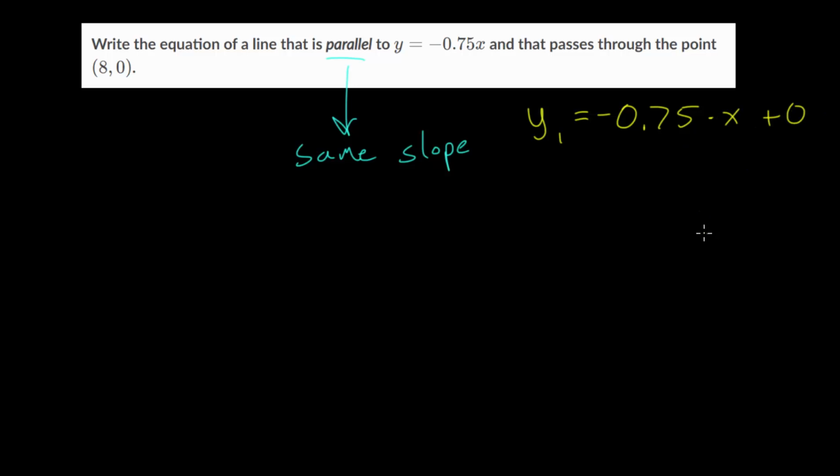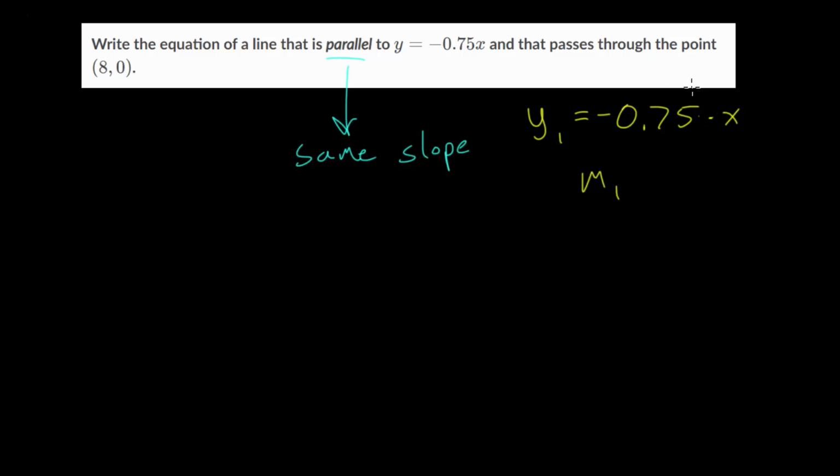And for this one, we need to write the equation of a line that is parallel to this line y is equal to -0.75x, and it passes through the point 8 comma 0. So remember that parallel lines have the same slope. So if we called this line right here y1, this has slope -0.75. And it looks like its y-intercept is 0 since we're not adding or subtracting anything. So this actually goes through the origin. But that's not important. The important part is we know the slope.